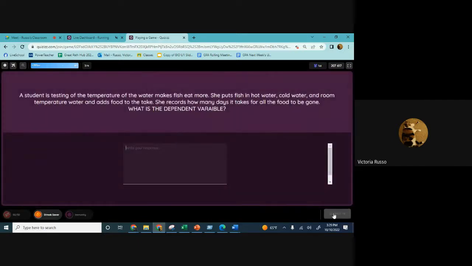And then here, same experiment, it wants the dependent variable. So the dependent variable is what is measured in the experiment. If you look right here, it tells you exactly what they're measuring. She records how many days it takes for all the food to be gone. So what she is exactly measuring is how many days it takes for the food to be gone.